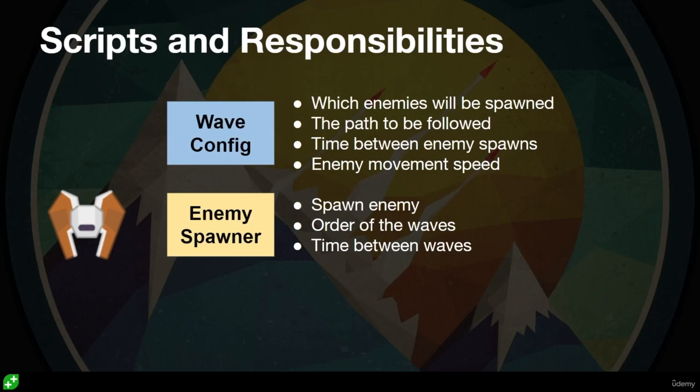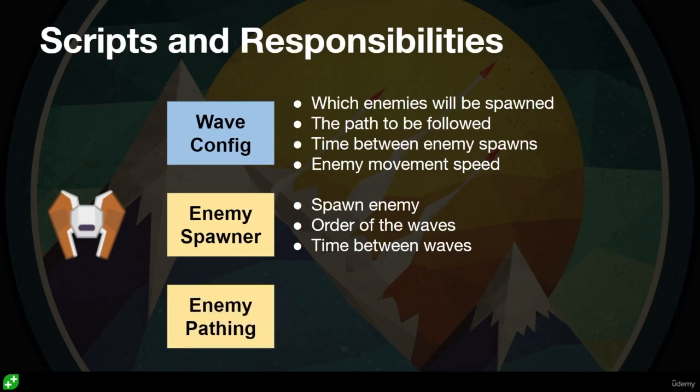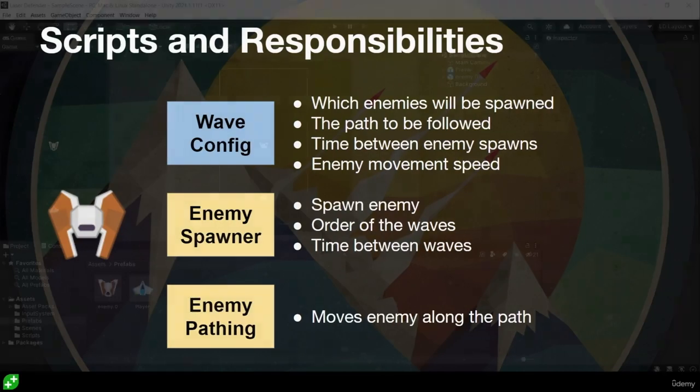So that takes care of bringing the enemies into the world, but we also need to get them moving. This will be the job of an enemy pathfinding script, and all this is going to do is tell the enemy to move to the next waypoint in a path. Now, we're obviously not going to get all of this done in one lecture, so let's just start by getting our enemy moving along a fixed path.